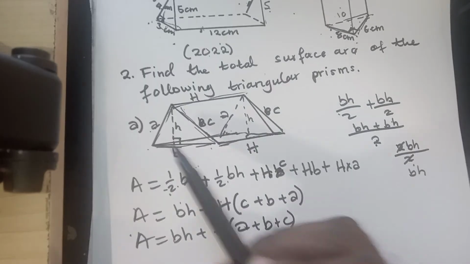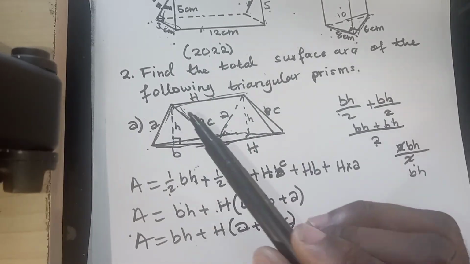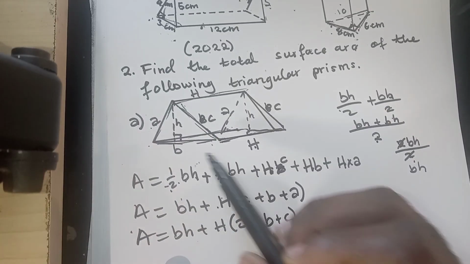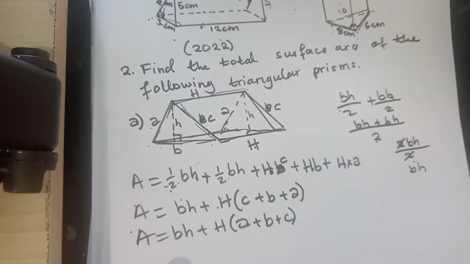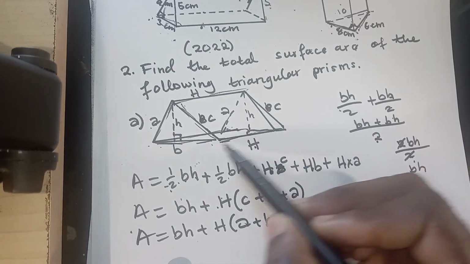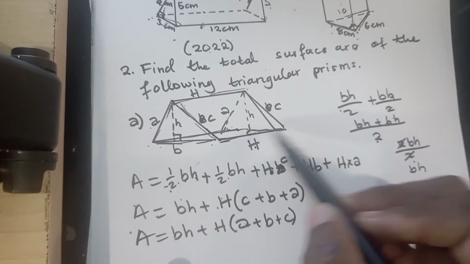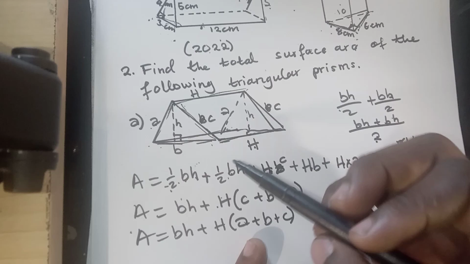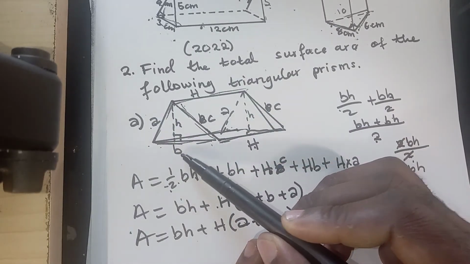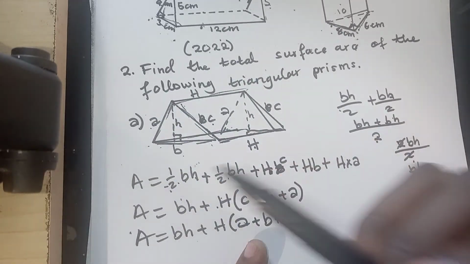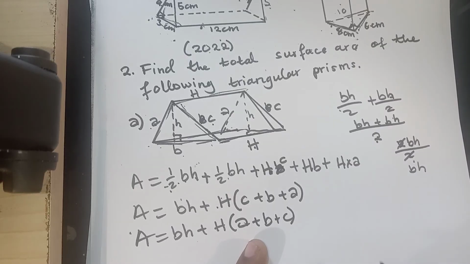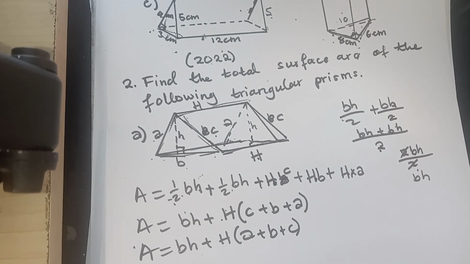So the area of the triangular prism is given by B times H multiplied by capital letter H, which is the height of the triangular prism. And then in the brackets, you have A plus B plus C, which are the 3 dimensions forming the triangular face. Okay, we can end here.